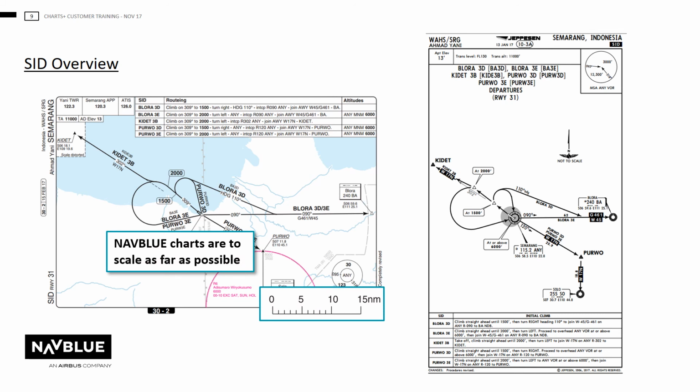NavBlue will draw their charts to scale as far as possible. For areas where the scale is distorted, geographical background information will be removed, leaving a white space as shown at the top left-hand corner of the NavBlue chart. If the whole chart is not to scale, a text box after aerodrome elevation will be inserted with the words "Chart not to scale."